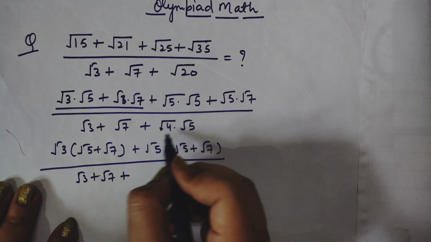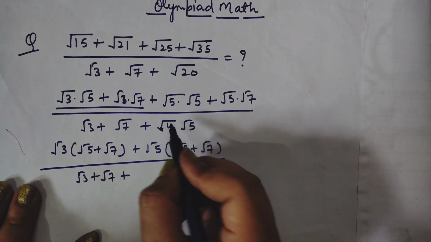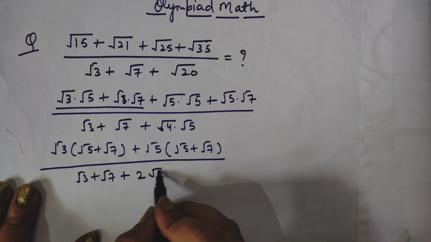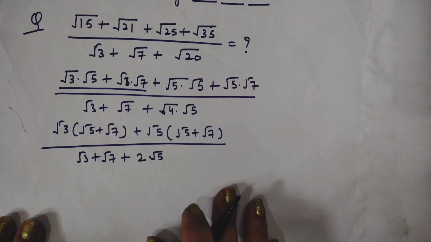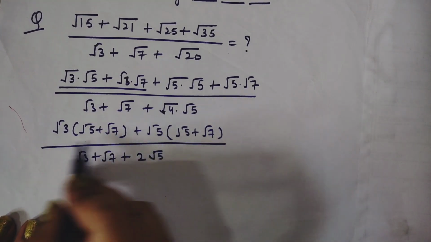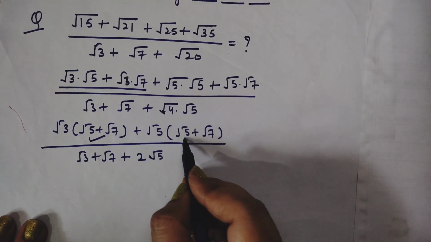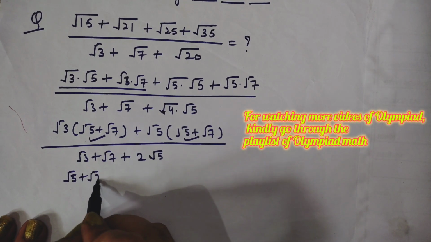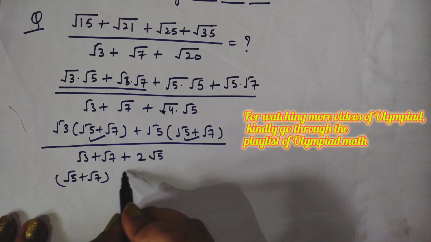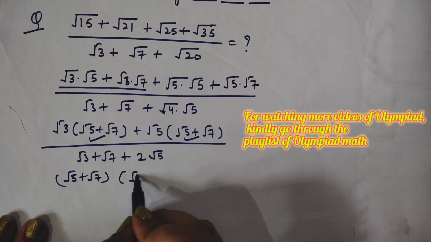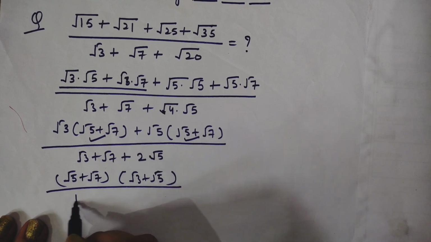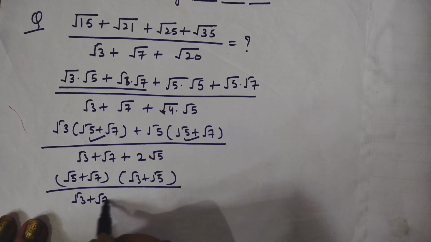First we will solve this root 4. Everybody knows root 4 is the perfect square of the number 2. So it is 2 root 5. Now you can see 2 root 5, and in the numerator root 5 plus root 7 is common in these two terms. So inside only root 3 plus root 5 is remaining, and in the denominator root 3 is as it is and root 7 is also as it is.